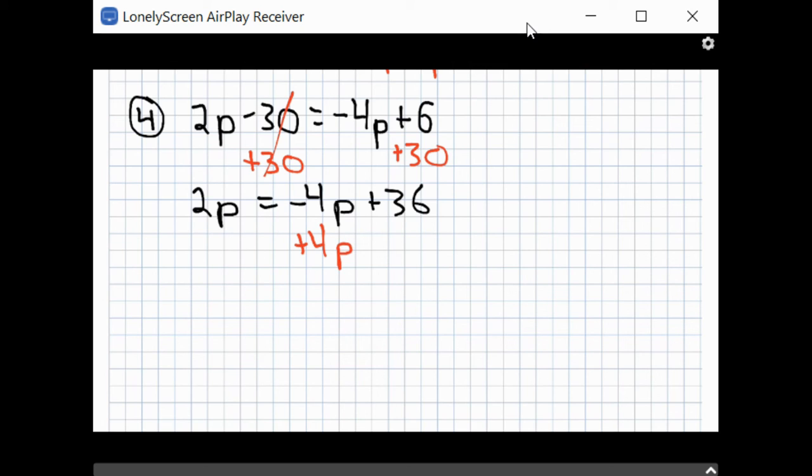it would just get bigger. We want to eliminate it. Alrighty, so I can add 4p to both sides. That's going to cancel out. So nothing new, we're just using the algebra we know how to do. So 6p now equals 36.